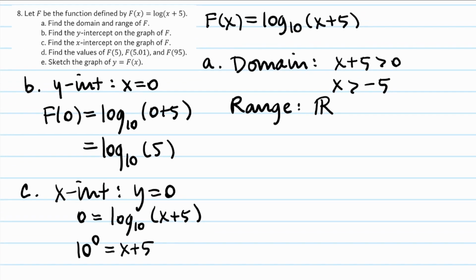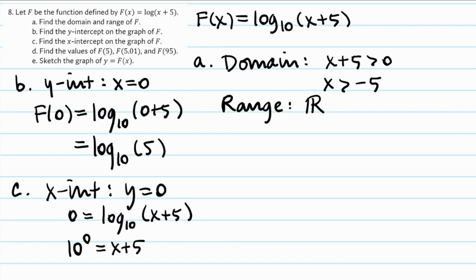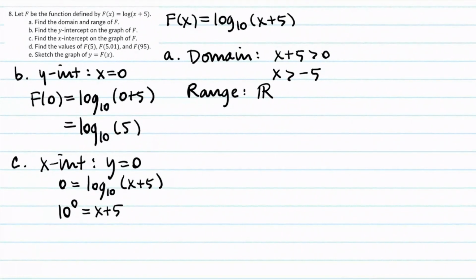I think we'll have a better way to think about this after we talk about logs a little bit more and we start solving more log equations. But for now, we're just going back to the definition of a logarithm, and we can use that definition to solve a lot of equations. So 10 to the 0, that's 1, equals x plus 5. I'm going to subtract 5 from both sides, and I'll get x equals -4. That's C.